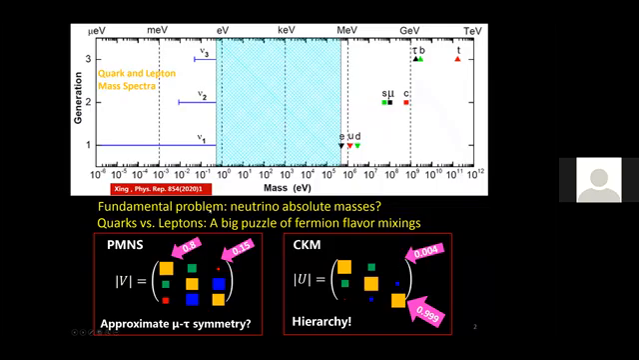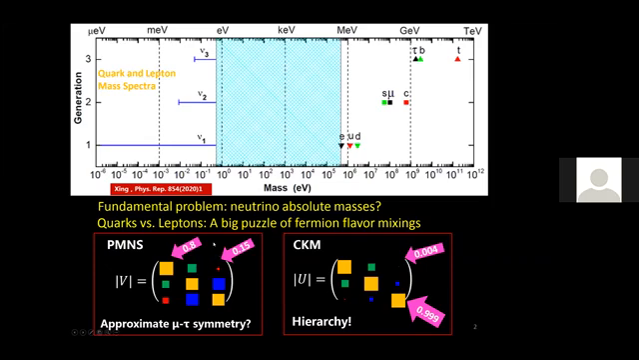So now we know the neutrinos have masses, but the absolute mass is still a fundamental problem in neutrino physics. So here is the mass spectra of the quarks and the leptons. And the lower limits of these two neutrino masses are set by the oscillation experiments. However, the lightest neutrino mass is still unknown. In the quark sector, we see this hierarchical structure in the masses and also in the mixing matrix. But in the lepton sector, we don't see the hierarchical structure, and we see very different mixing. So this is a very big puzzle.